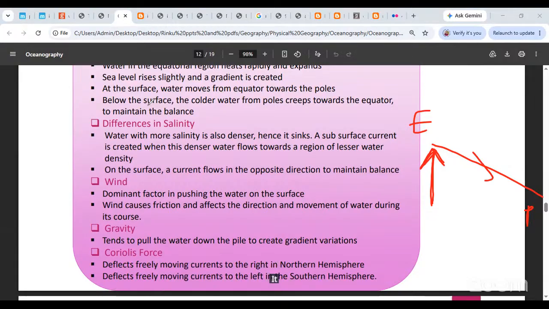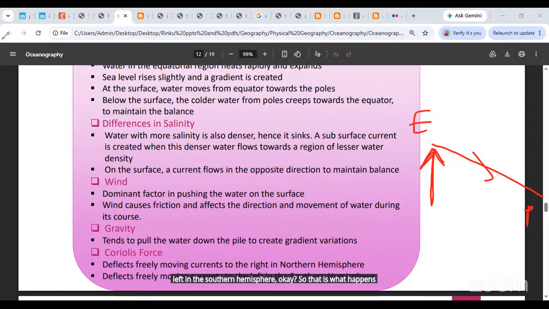It is gravity that is going to make this move, because gravity pulls things down. So gravity usually makes things move, and it will pull the water down the pipe to create gradient variations. And also the Coriolis force. We discussed this already: the Coriolis force makes the currents turn a little to the right in the northern hemisphere, and a little to the left in the southern hemisphere.